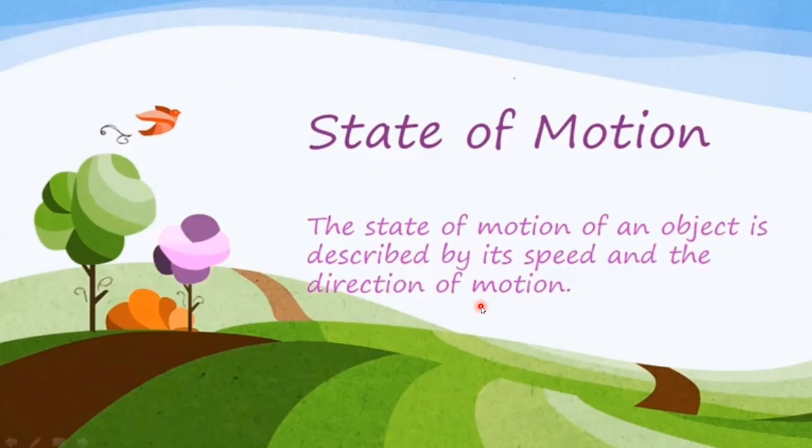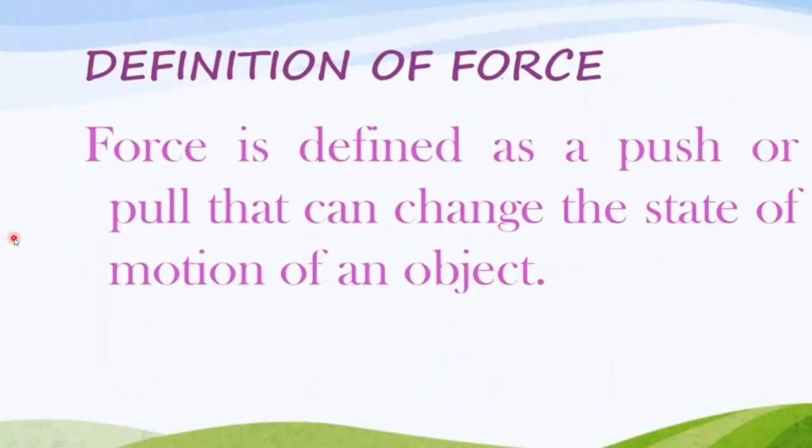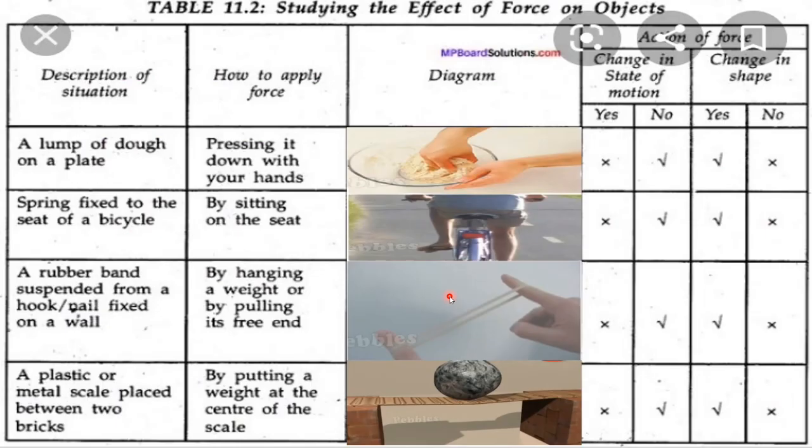Understood, children? Now, what is the definition of force? The force is defined as a push or pull that can change the state of motion of an object. As I've said, state of motion can be a change in the speed or change in the direction. Then here we have some situations where we can infer the effect of force.